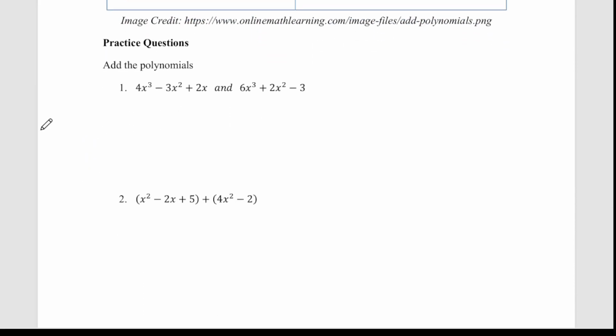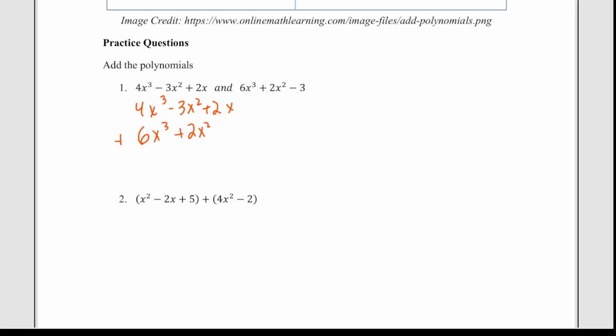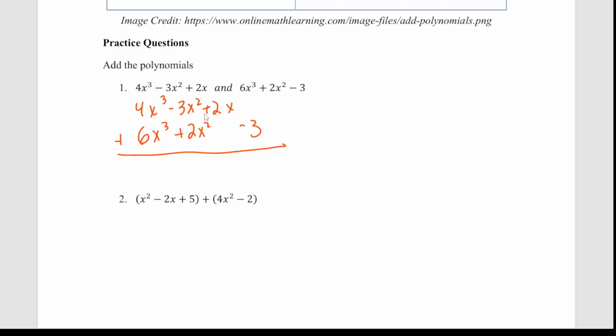So let's go ahead and do a few examples. If it just says to add the polynomials, wonderful. Go ahead and just align your addition. Since it says to add them, we'd be doing 4x cubed minus 3x squared plus 2x, plus 6x cubed plus 2x squared. And you notice how I'm actually not going to write the -3 right below the last term because it's a different type of term. So I'm going to leave a little bit of a blank space in those missing place value parts.